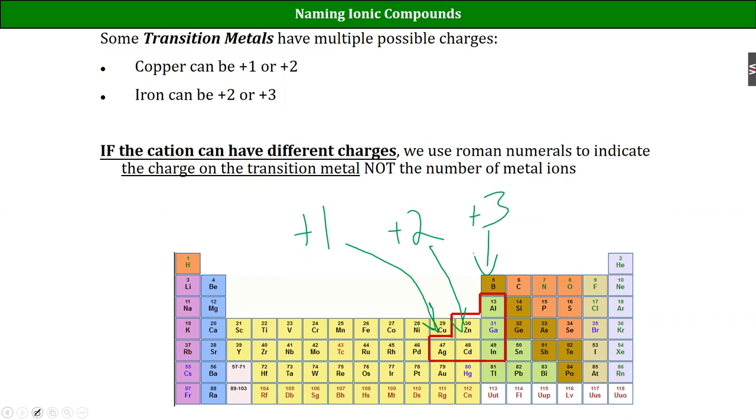No, we only put the iodine on the last part, so just on the oxide. Good job.